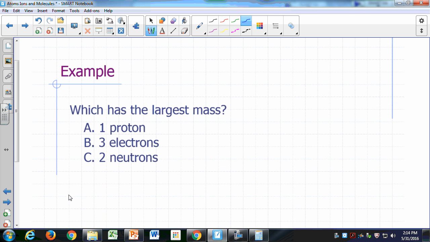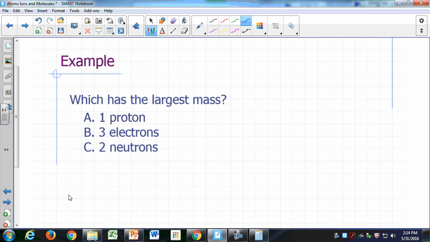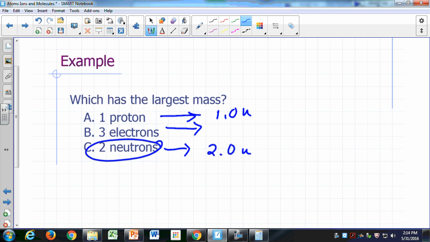Okay, let's look at this. Which one has the largest mass? 1 proton, 3 electrons, or 2 neutrons? 2 neutrons. Very good. Approximate mass here is about 2 atomic mass units. The approximate mass of a proton would be 1 atomic mass unit. What's the approximate mass of 3 electrons? 3 times 0.0 is still 0.